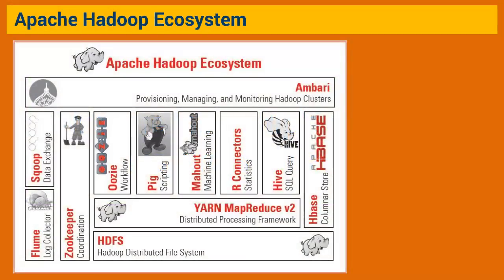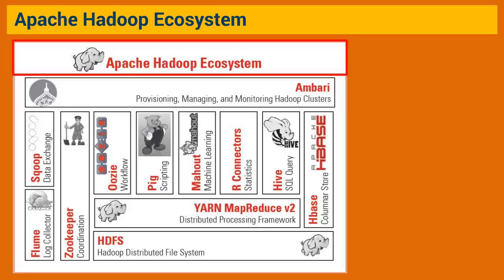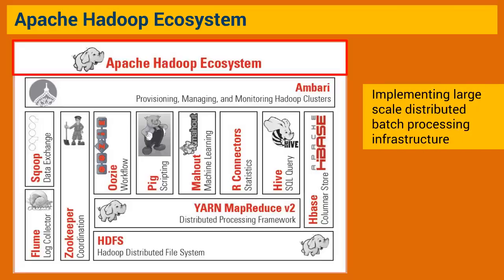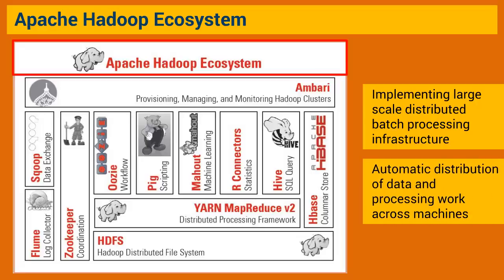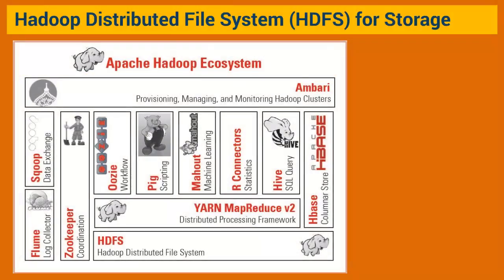Hadoop is an open-source, Java-based programming framework. It is part of the Apache project sponsored by the Apache Software Foundation. It is used for implementing large-scale distributed batch processing infrastructure. It allows the developer to write and test distributed systems and also provides automatic distribution of data and processing work across machines. The core of Apache Hadoop consists of two parts, a storage part and a processing part.